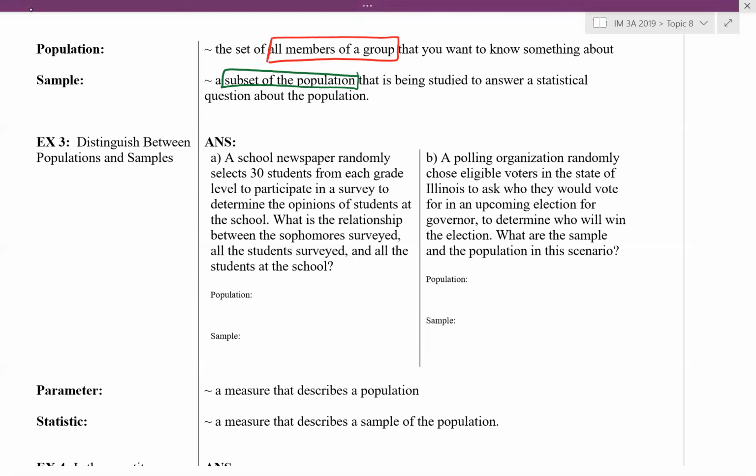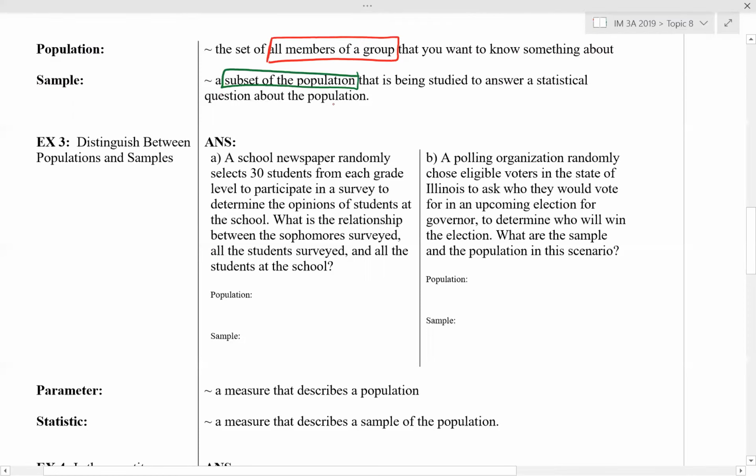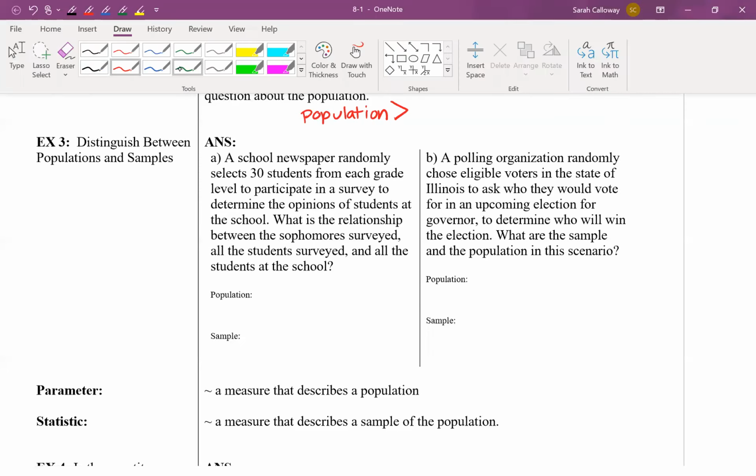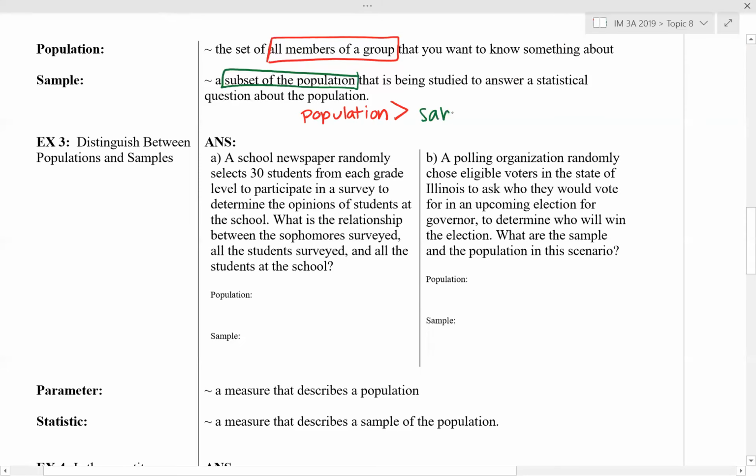So if I'm looking at this in general like that, the population is bigger than the sample. Okay, so thinking about that word subset, right? So subset means that it is a group within. So a sample is a group within the population that's being studied. So I can't talk to all teenagers in California, but I can talk to the students at Centennial.